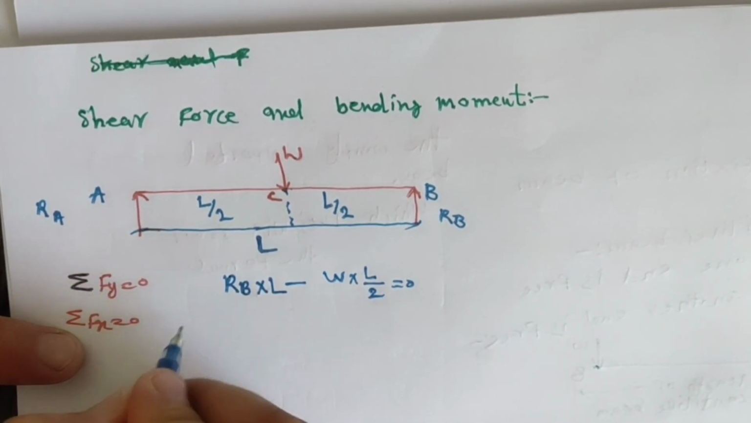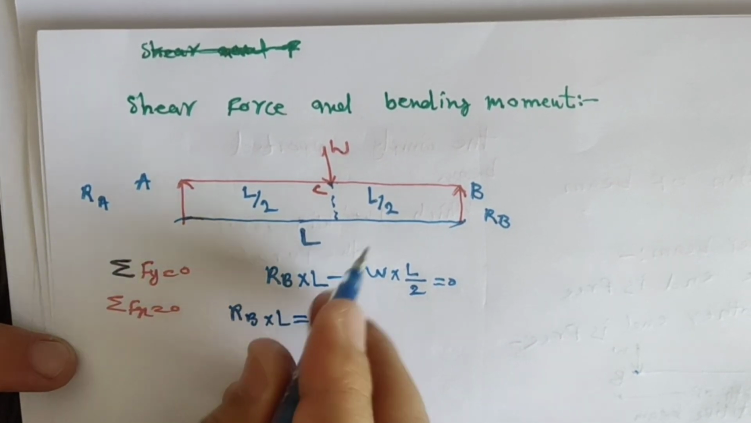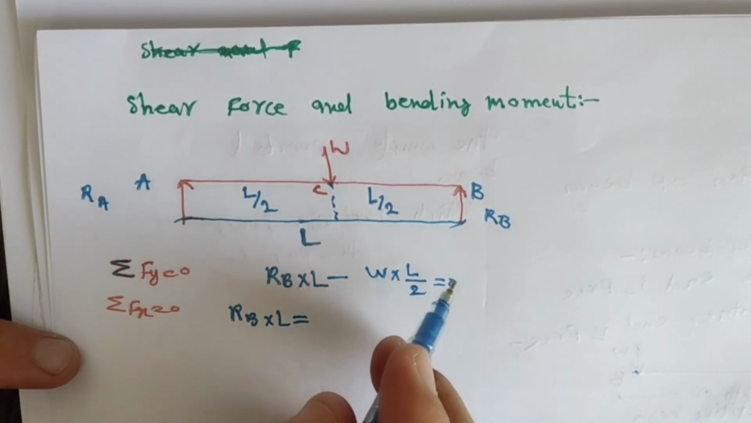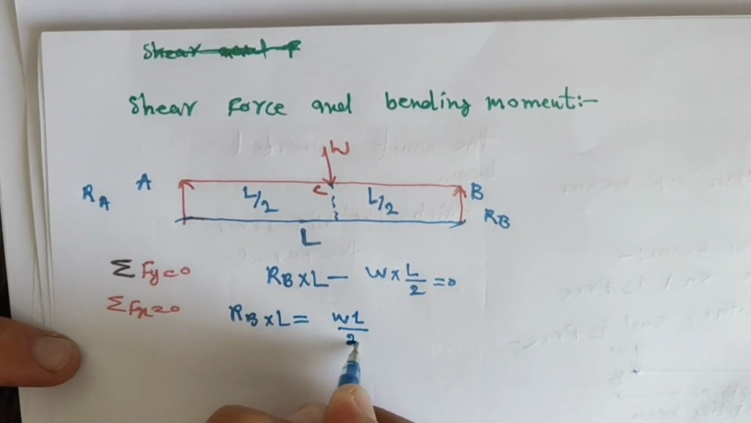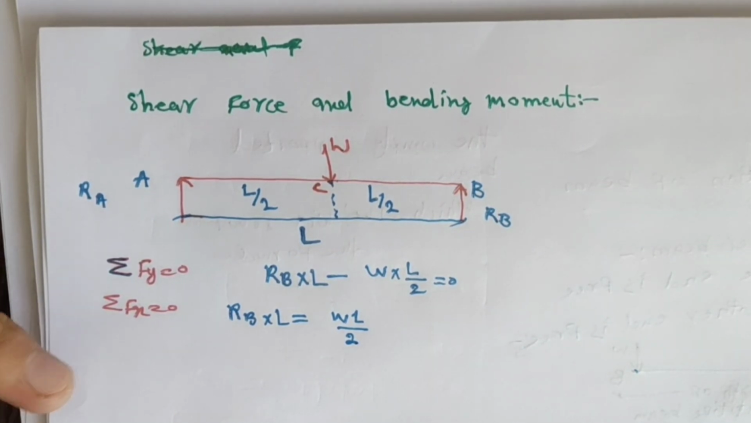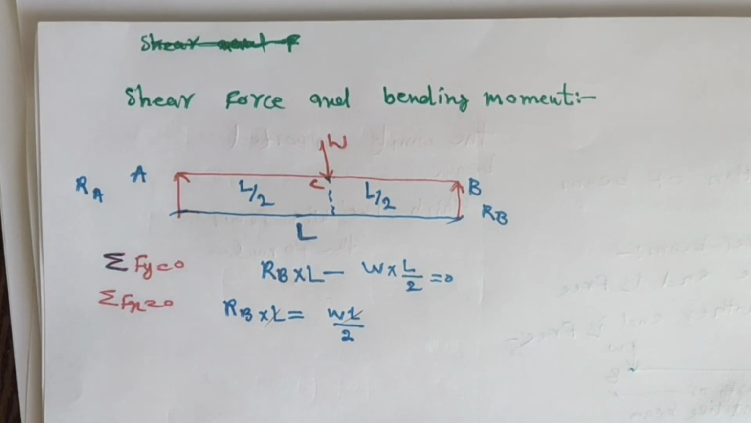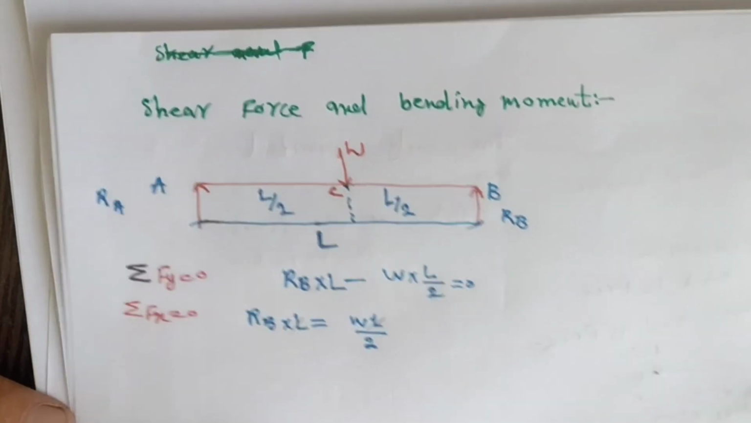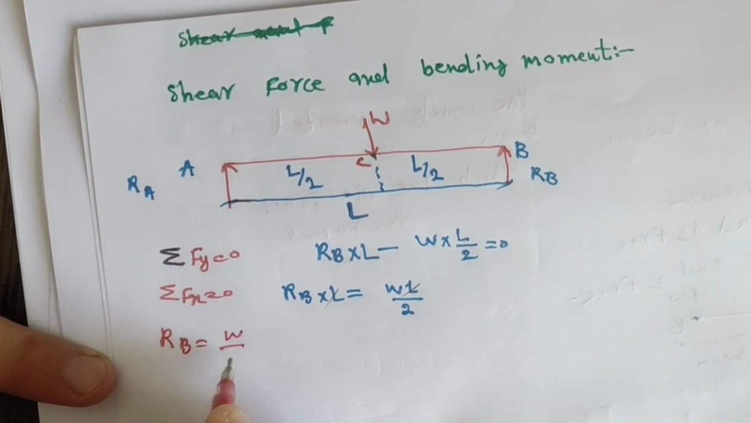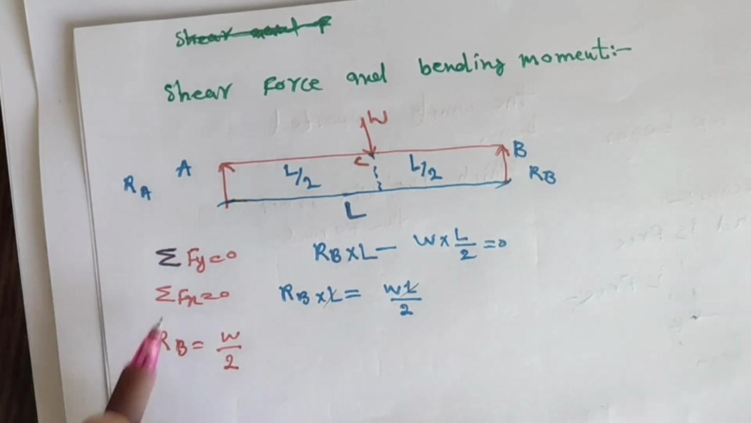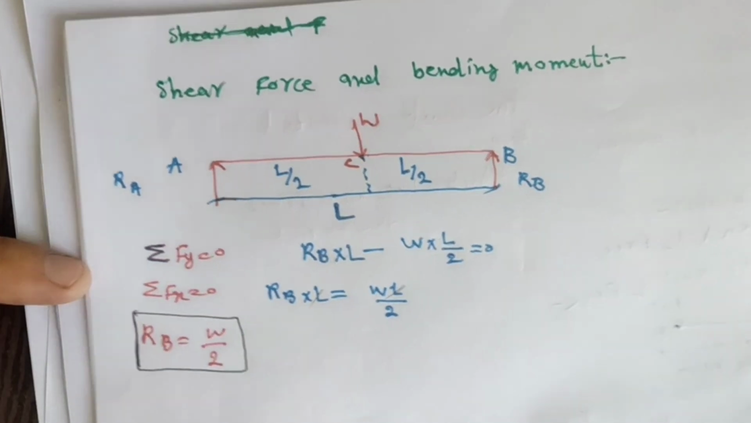Now we should find RB. RB into L is equal to, transferring to the left side, W into L by 2. This L will be cancelled with this L. So RB is equal to W by 2. This is RB.